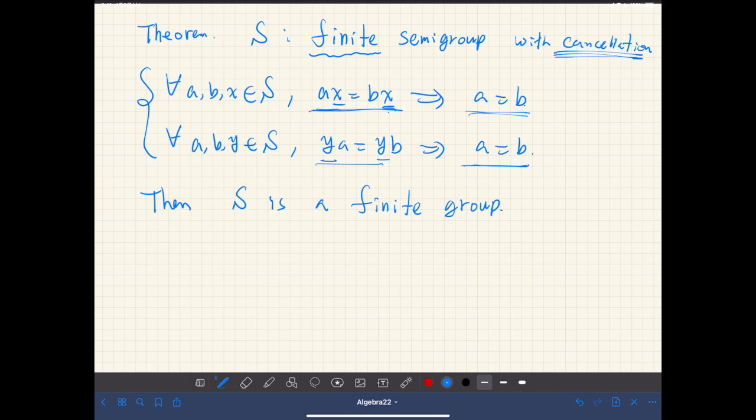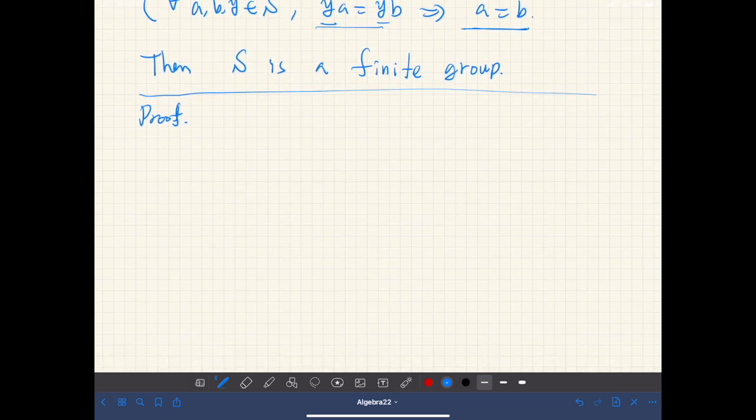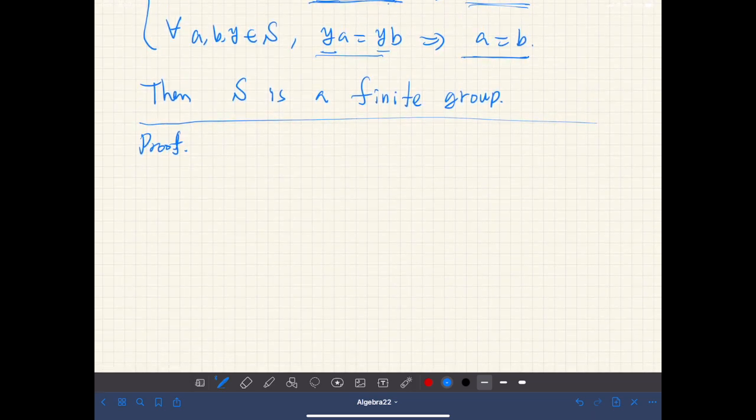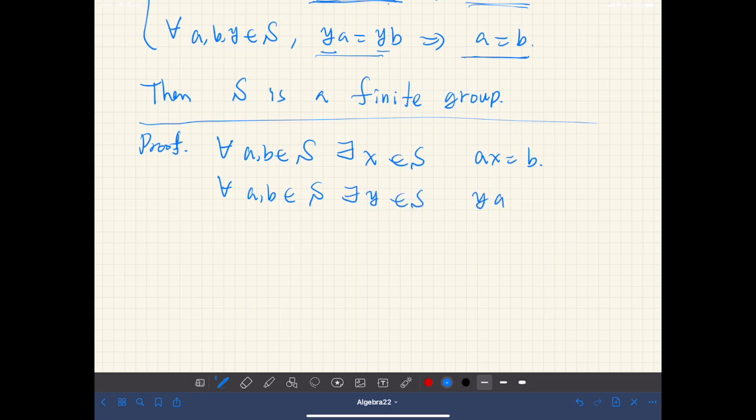Okay, let's prove this theorem. For this proof, we use the previous theorem. So we show that for any elements A, B in S, there exists some X in S such that AX is equal to B. And also we show that such a Y exists. Okay, so let A and B be any elements.